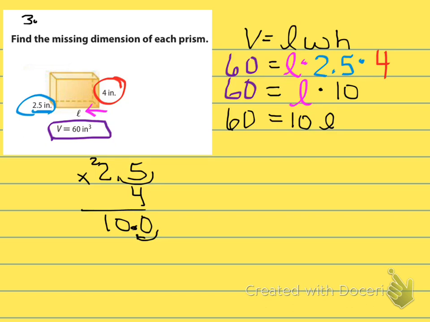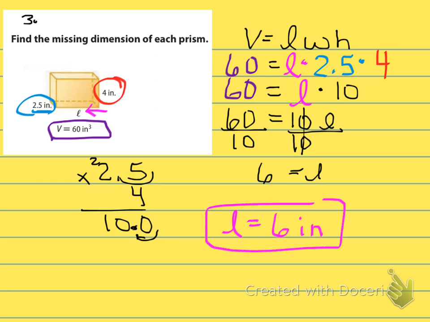So now what we're gonna do is we're gonna divide both sides by 10 so that we can undo that multiplication. So now we're gonna cross that out and we're left with L equals 6. So that is our final answer here, that the length, which is our missing dimension, is going to be equal to 6 inches. Now don't forget that you need to write the unit of measurement.